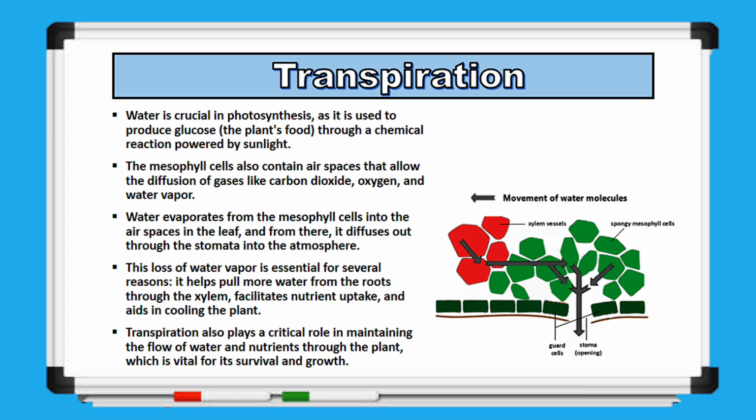And if we look at the diagram, we can spot key parts like the movement of water molecules, the xylem vessels, the spongy mesophyll cells, the guard cells, and the stoma. That's the little opening where the water vapor escapes.